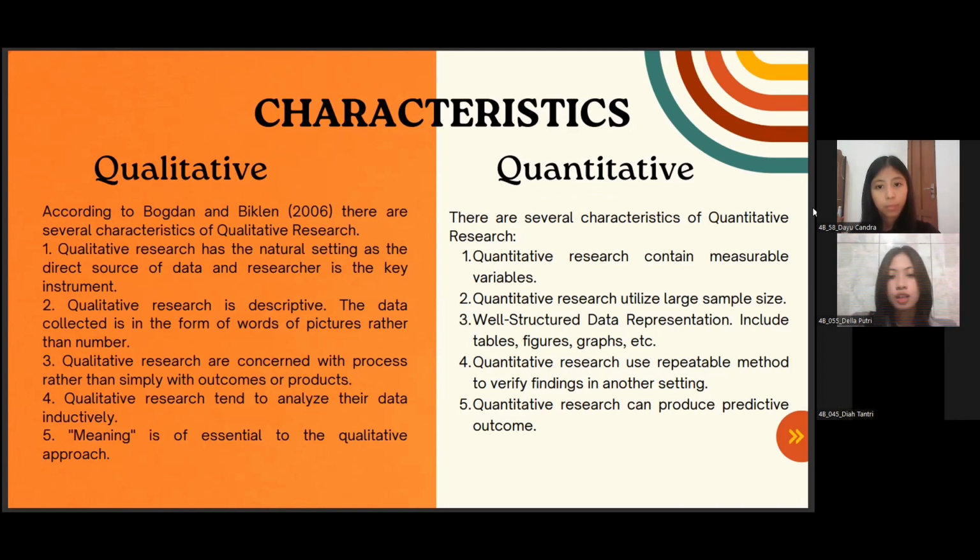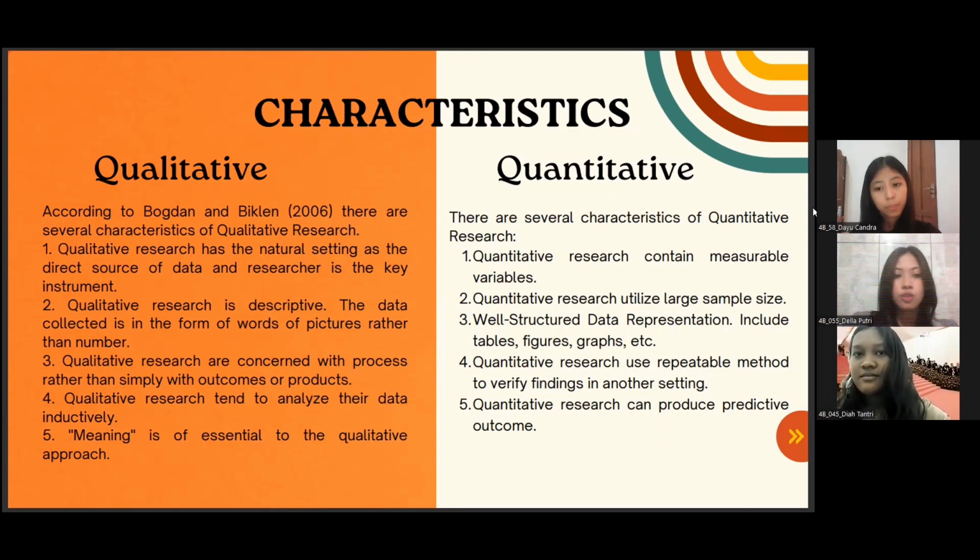Number four is quantitative research uses a repeatable method to verify findings in another setting. So this strengthens and reinforces the validity of findings and eliminates the possibility of spurious conclusions. And number five, quantitative research can produce predictive outcomes. So you can construct if-then scenarios and analyze the data for identification of any upcoming event. So that's all the characteristics of quantitative research.